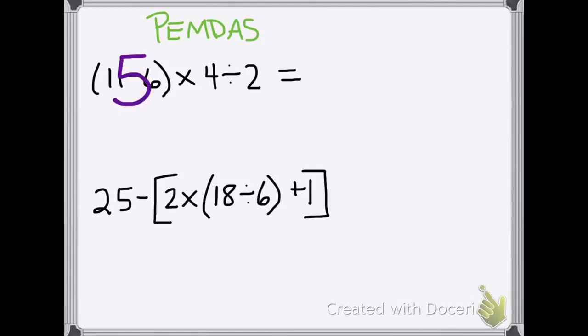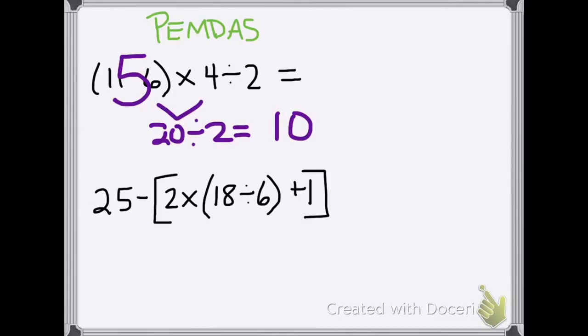Next, we have multiplication and division, which goes together. And the rule says that we must do multiplication and division from left to right. So 5 times 4 is 20, divided by 2 gives us 10.